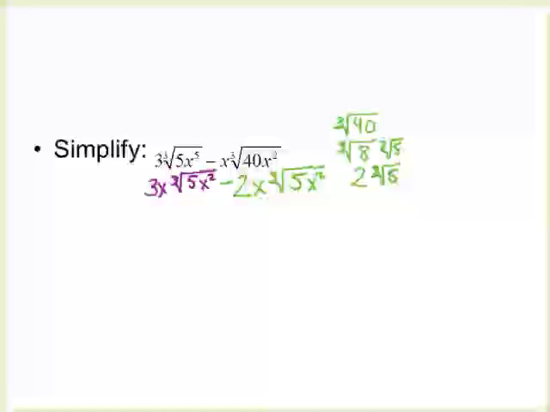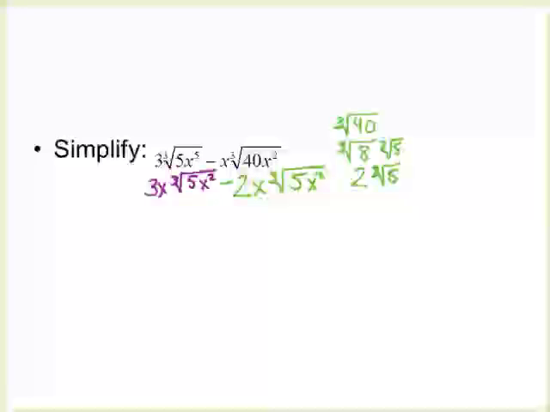Wait, why is there an x on the outside? Because there was originally an x on the outside. So that x on the outside is just getting copied down from the original question. The 2 is outside from the 40. The 5 is inside from the 40. And the x squared is inside from the original question.